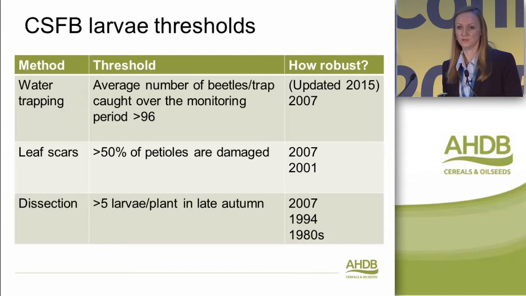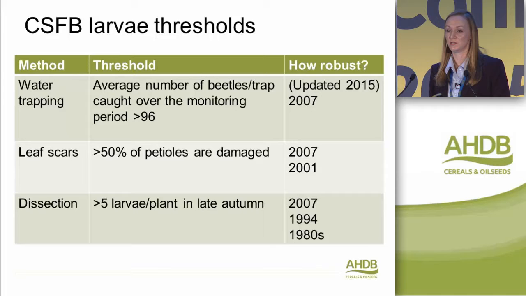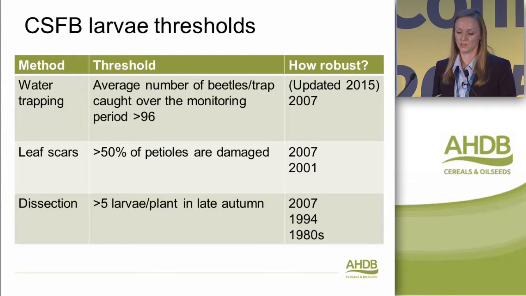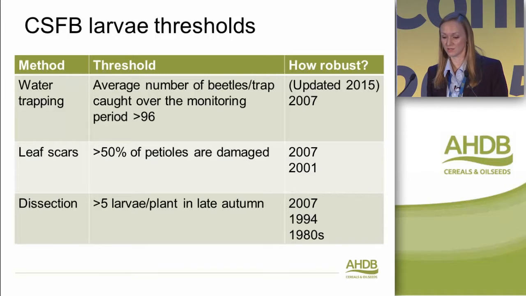In this time, leaf scarring was looked at to see if there was an easier way to look at the damage rather than having to cut up the crops. So this is where that more than half of the petioles damaged threshold came in. And then in 2007, it was looked at again, where research was done to see if there was an easier method using sticky traps or water trapping. And water trapping was the method that worked best.